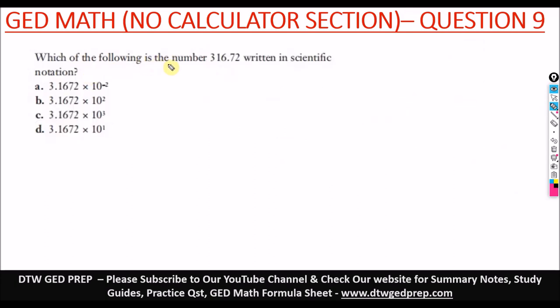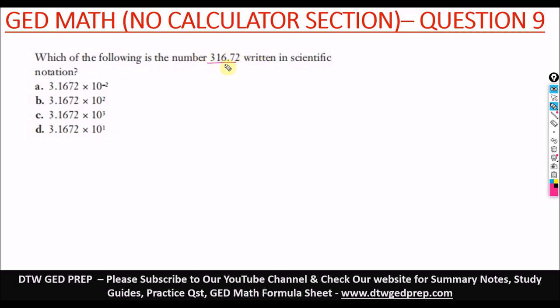Question 9 says, which of the following is the number written in scientific notation? Now, this is a standard form. So you must know how to convert standard form to scientific notation and backwards also, scientific notation to standard form. You can see these questions as standalone like this, or sometimes after solving a word problem, the question will say, give your answer in scientific notation. So please do have an understanding of this.